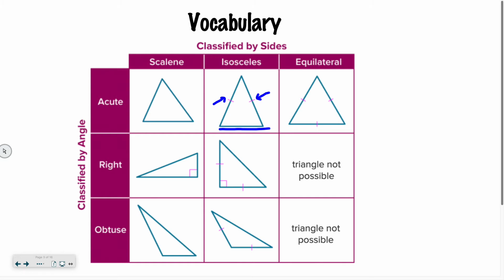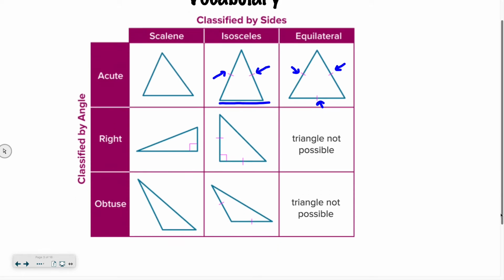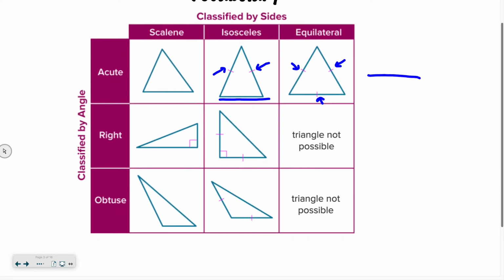And then over on the far right, we have an acute equilateral triangle. So you can see that we have 3 of the pink markings. That means we have 3 equal sides, and none of those angles are bigger than 90 or even 90. So the top row here is all acute triangles.